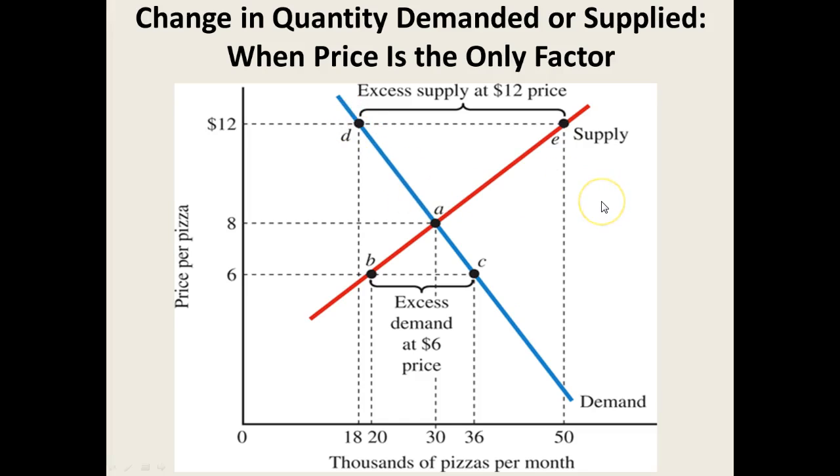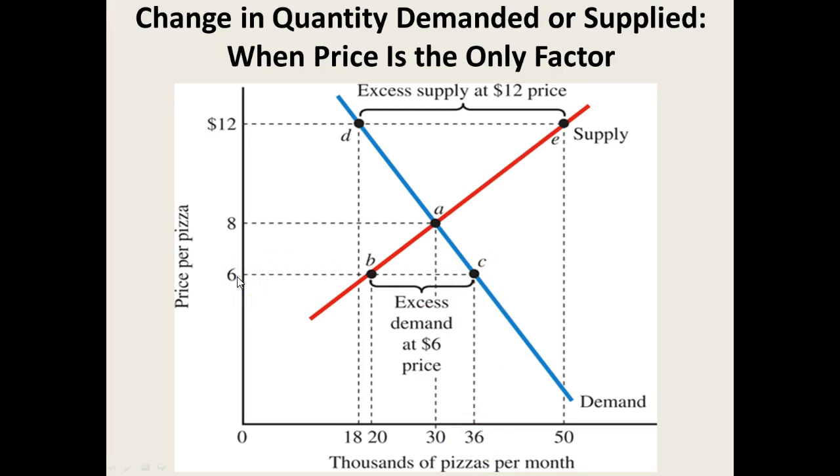In order to get people to buy more pizzas, in order to get consumers to demand more, you have to lower the price. So to increase the quantity demanded, moving down the curve to, say, point C, which would be 36,000 pizzas, an increase of 6,000 pizzas per month, you've got to lower the price by $2.